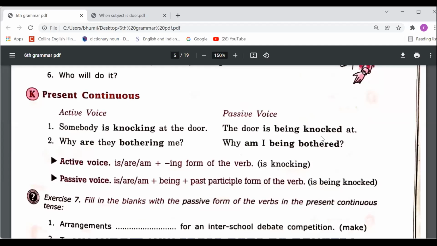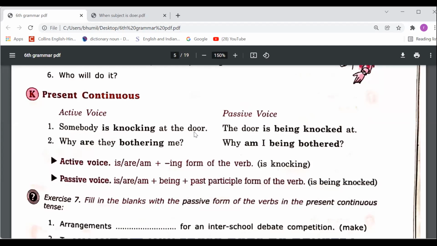Right, now let's come to the present continuous tense. In the present continuous tense, we use is/am/are as the helping verb, and after that the fourth form of the verb, meaning the ing form. So while changing active to passive, what do we have to do? Is, am, are we write the same as it is, because we should not change the tense of the sentence. After that, be plus third form, and the form of be is the fourth form, meaning the ing form, and the main verb will be written in the third form. The same has been done here.